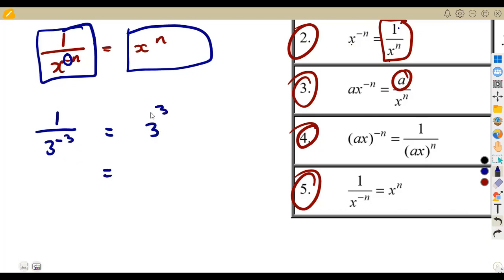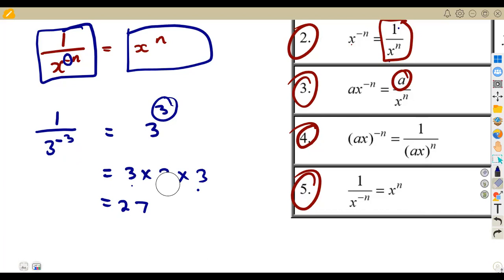So meaning to say I'm going to have 3 raised to the exponent of 3 means 3 is going to multiply itself 3 times, which is the exponent. So that will be 3 times 3 times 3, which is 27. 3 times 3, that's 9. 9 times 3, which is 27, right? Or you can just use your calculator when you're at that stage. So this is how it can go.